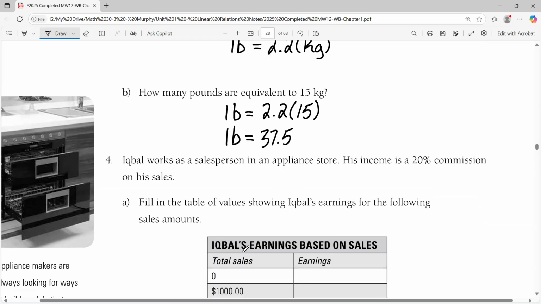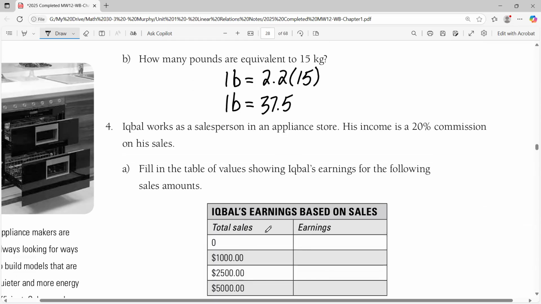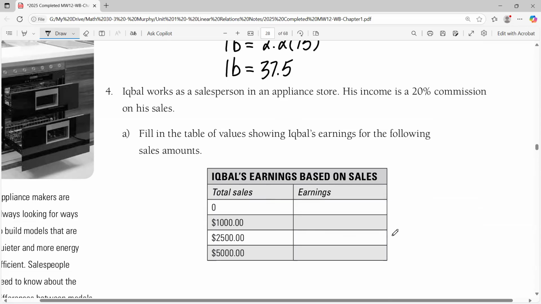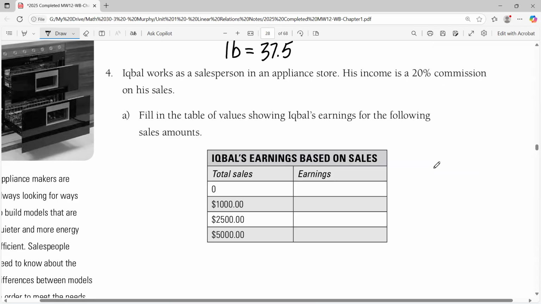Okay, number 4. Iqbal works as a salesperson in an appliance store. His income is a 20% commission on sales. So just a reminder what commission is: for however much you sell, you are going to earn 20% of that. Okay. So fill in the table of values showing Iqbal's earnings for the following sales amounts.